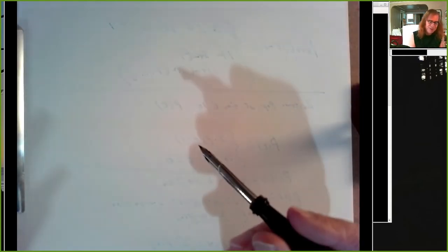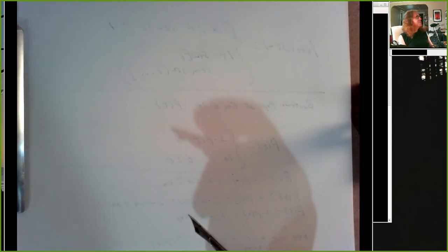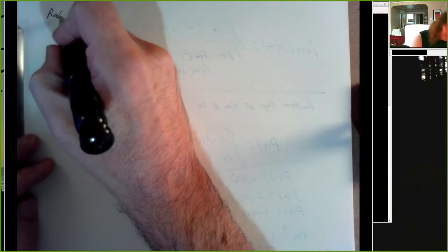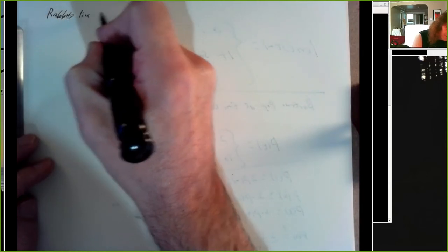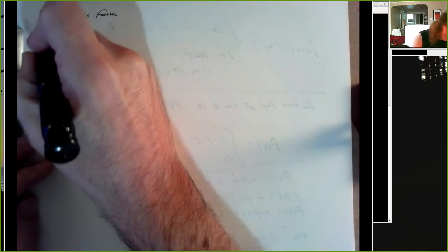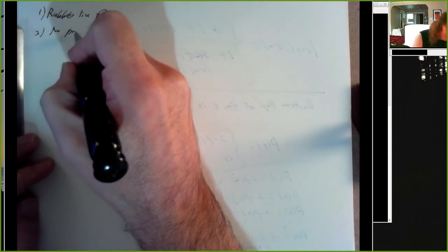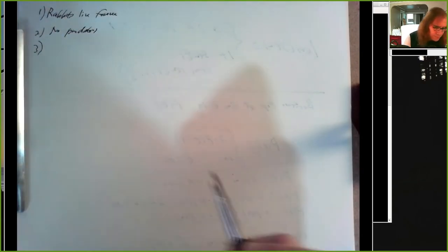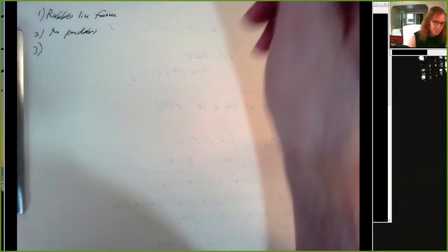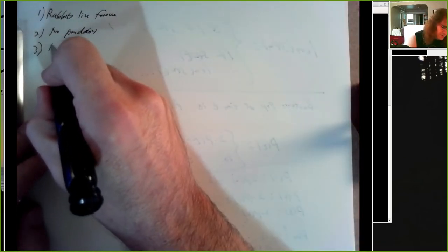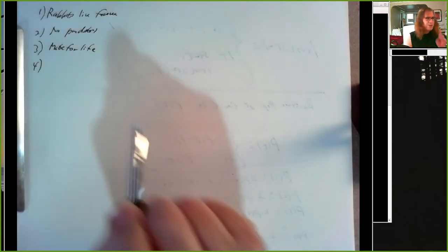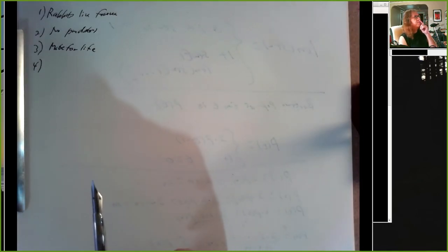So let's look at rabbit populations. Okay, so these are going to be idealized rabbits. So we're going to have the following assumptions. One, rabbits live forever. There's no predators. They mate for life. And the way the mating works for rabbits is the following.